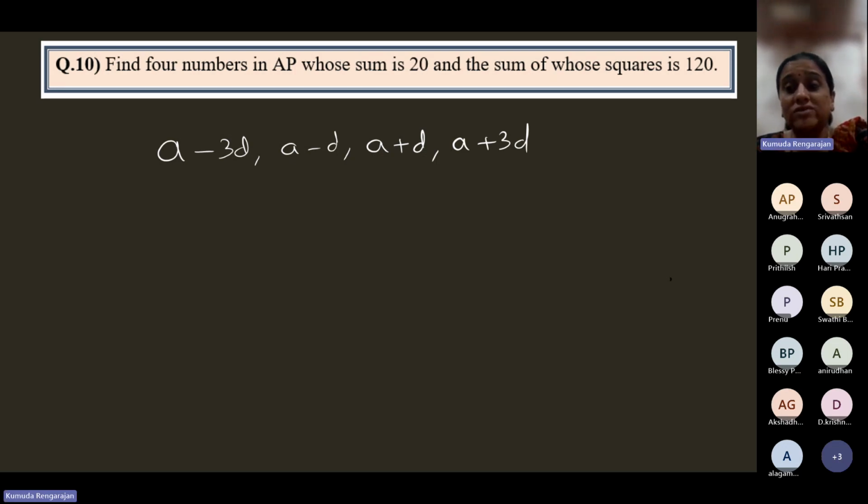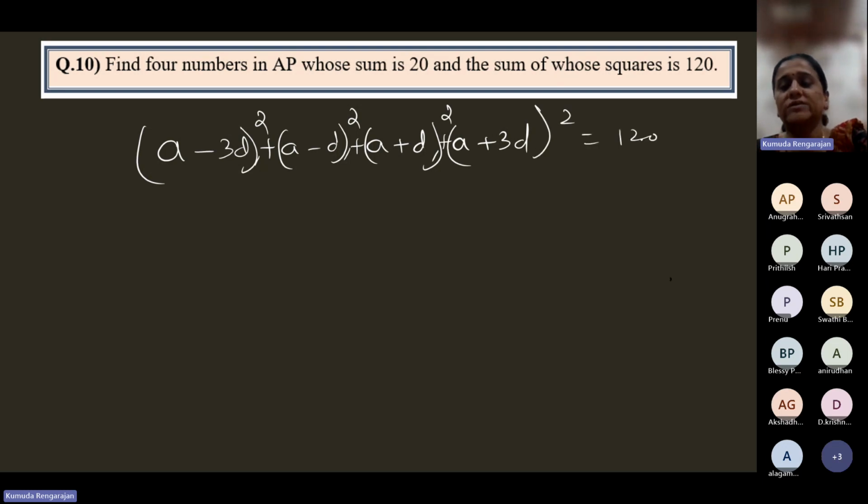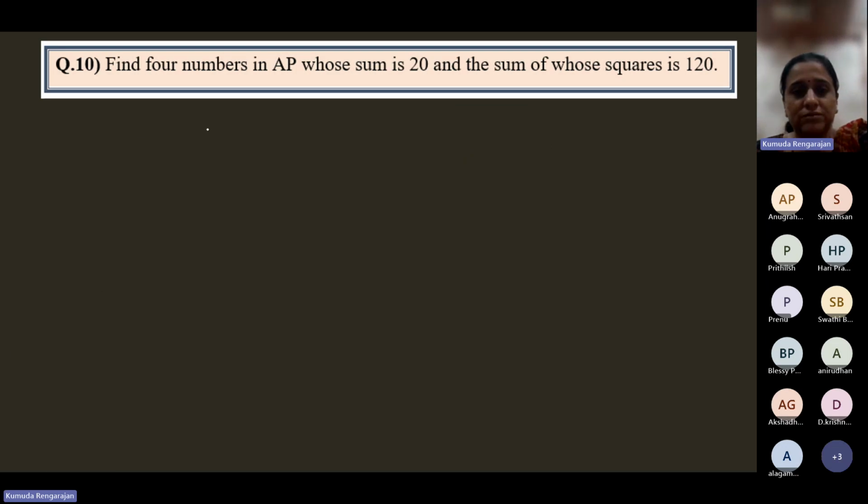And the sum of whose squares is 120. That is, the square of this number plus the square of this number plus the square of this number plus the square of this number is equal to 120. These are the two things given to us in the question. With the help of these two pieces of information, you will have to find the 4 numbers. What is important is the assumption. You need to assume the numbers like this: a minus 3d, a minus d, a plus d, a plus 3d.